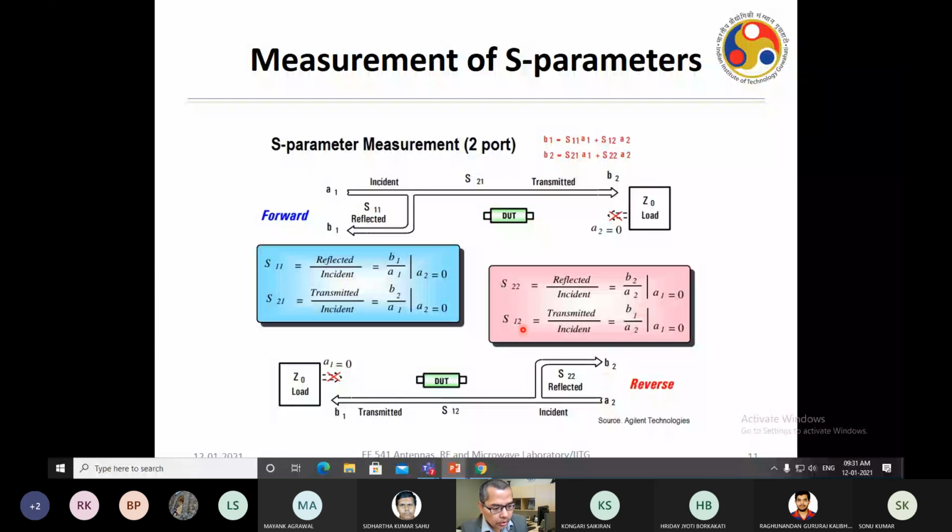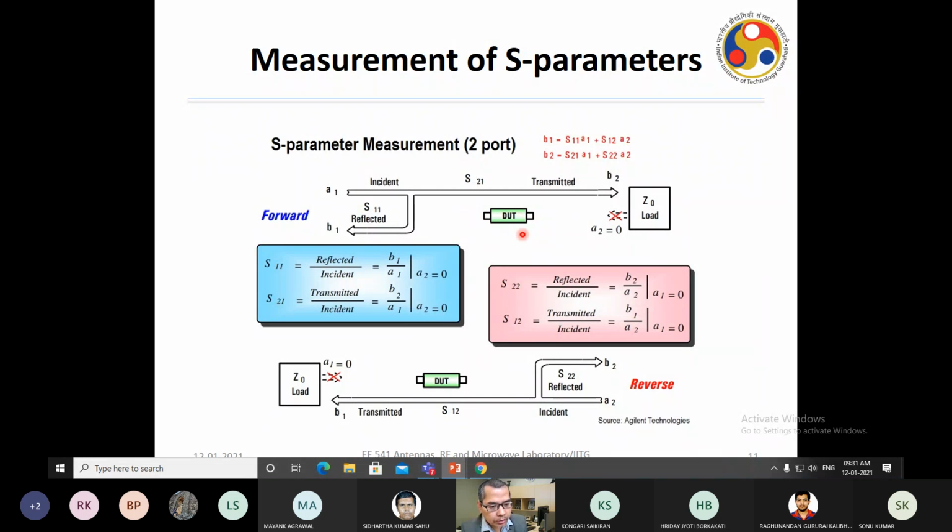So you can measure all four parameters, but most of the time the device under test, the DUT, is a reciprocal device, a symmetric device. Symmetric device means you look at the device from this portion or this portion, it is symmetric. There is no change. So in that case, you don't have to measure all four parameters. You just measure two of them. The remaining two parameters, S11 will usually be equal to S22, and S21 should be equal to S12. That is possible only when your device is symmetric.